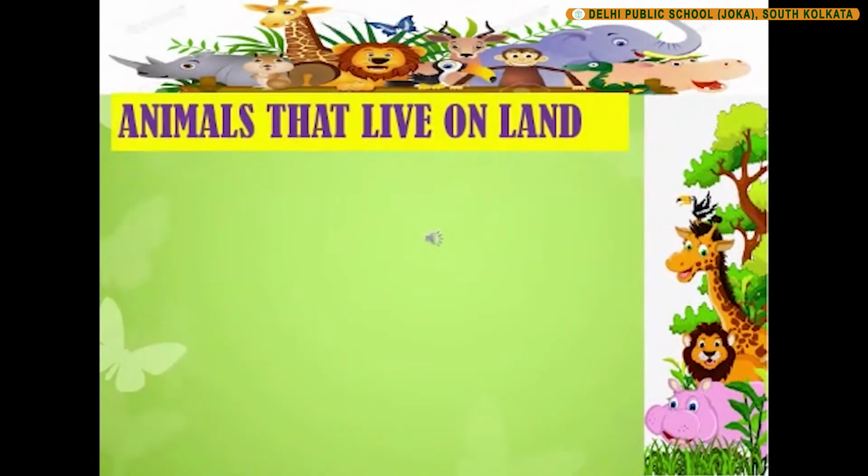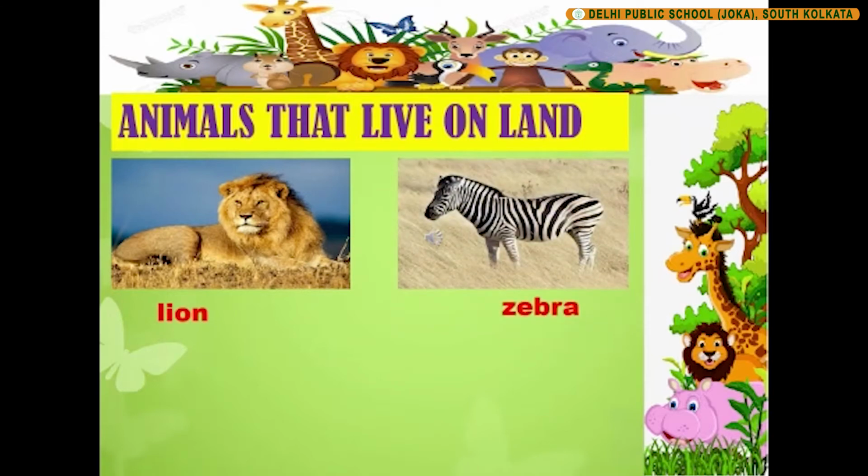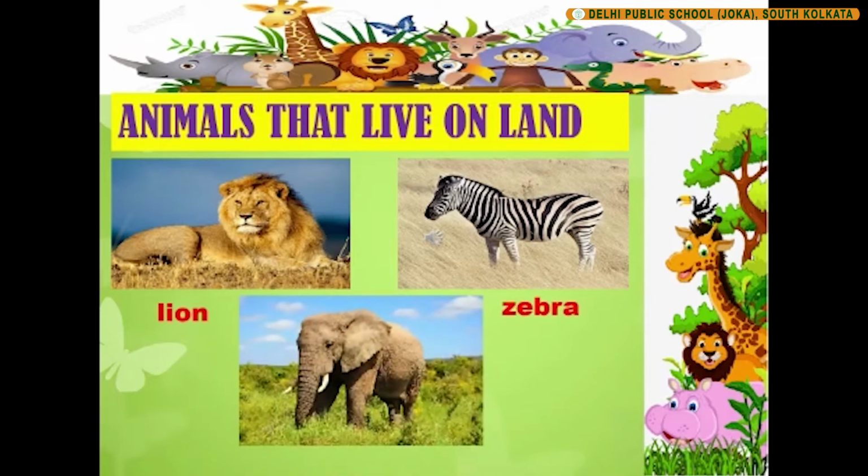Let us look at a few examples of animals that live on land. A lion lives on land. A zebra lives on land. An elephant lives on land.